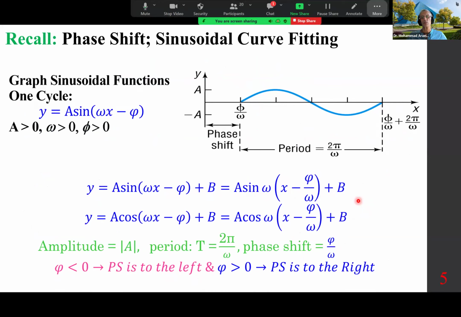And in some texts, we may use a slightly different format, but ultimately they are the same as long as we understand this is the amplitude. This gives rise to the period, 2 pi over omega. This is the phase shift, and b shifts it up or down along the y-axis.